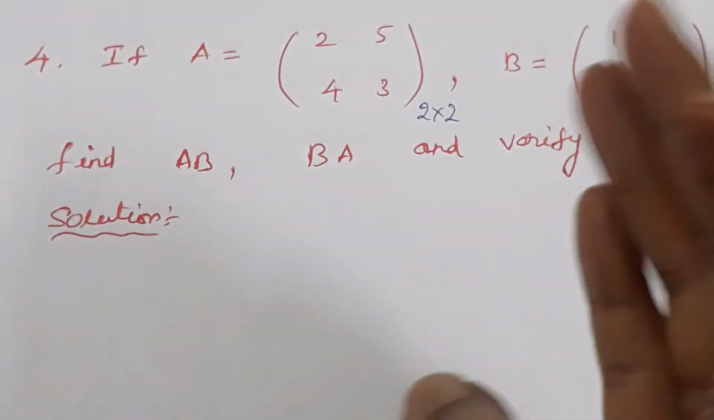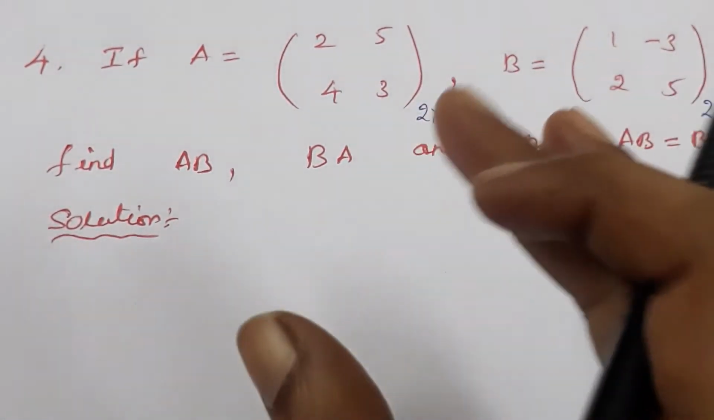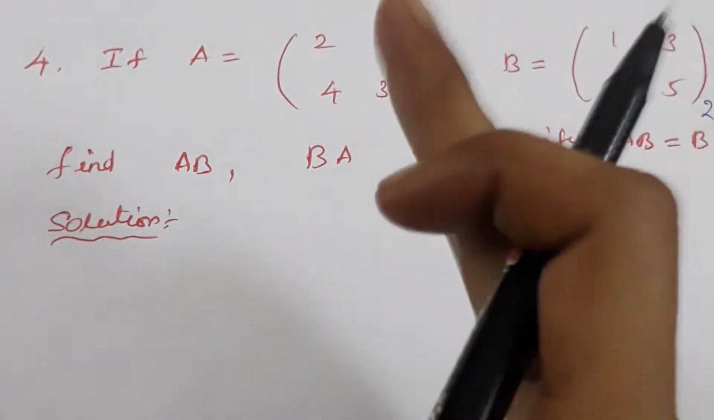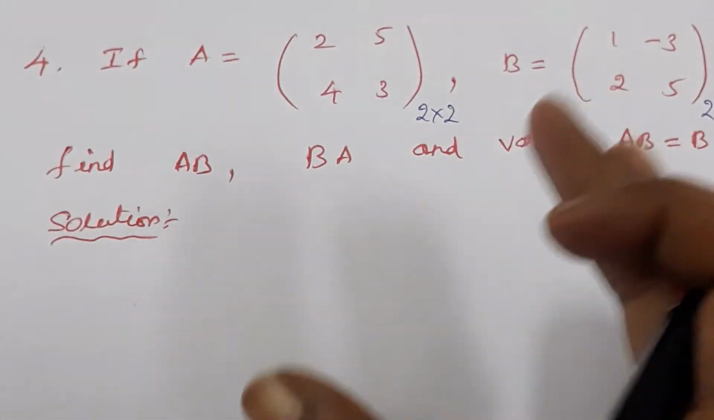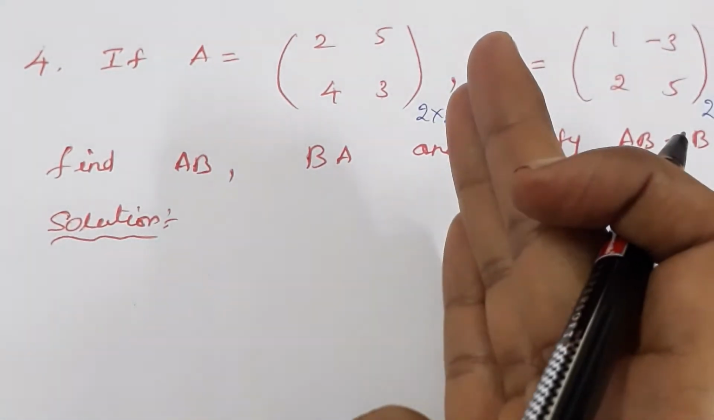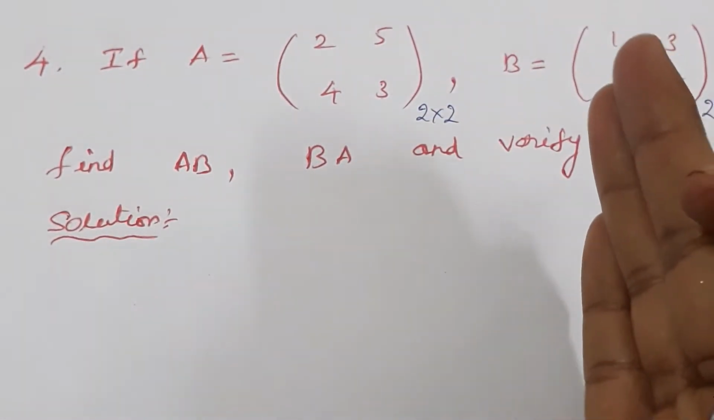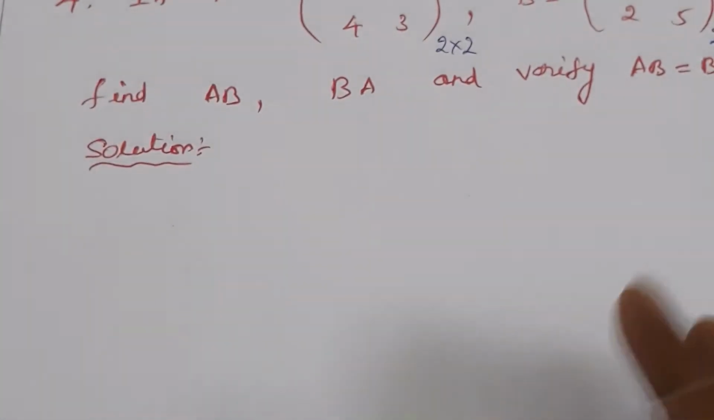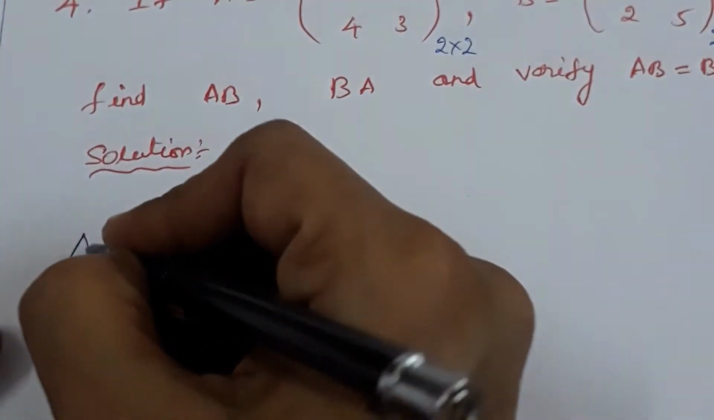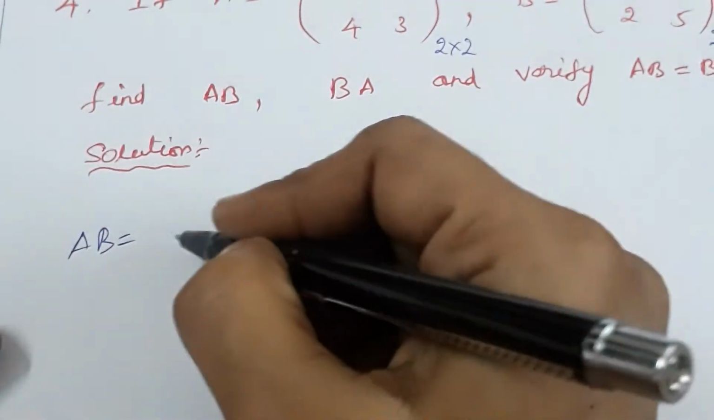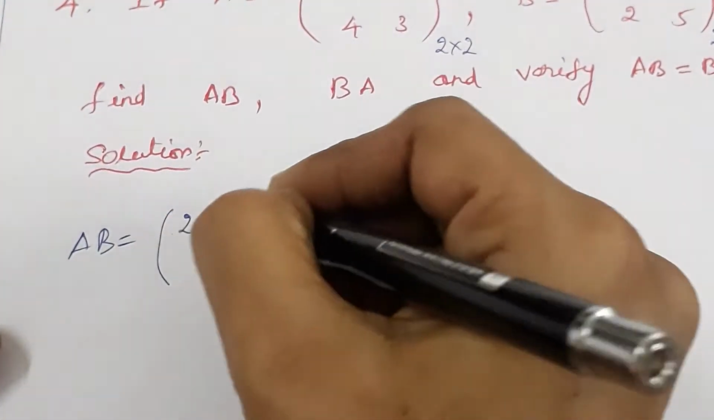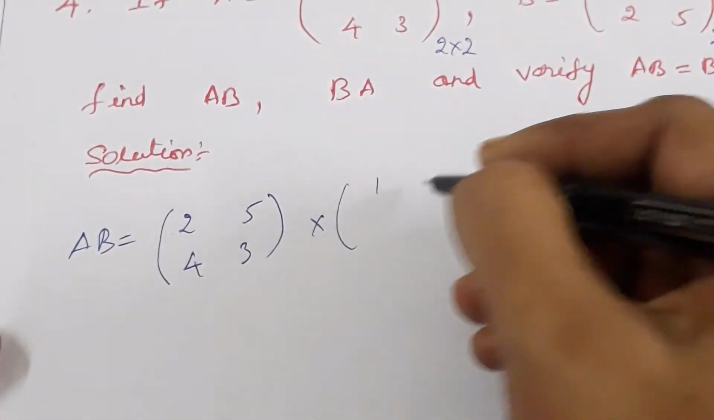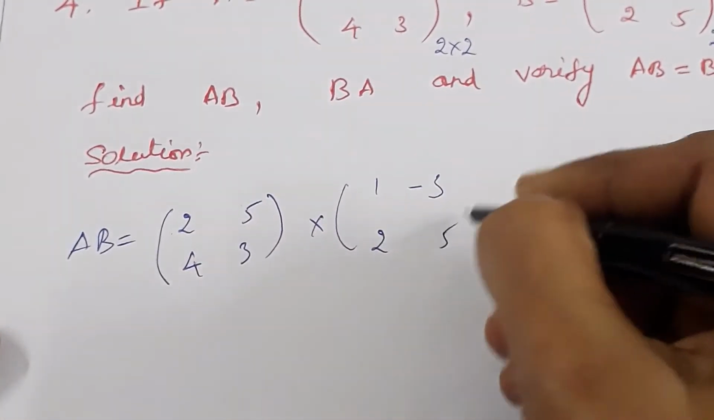So first find the product AB. The product AB is nothing but writing the matrix A first and then B second. What about BA? You write the matrix B first and then the matrix A second. So that is the procedure. First, find the product AB. Write the A matrix [2, 5; 4, 3] into [1, -3; 2, 5].